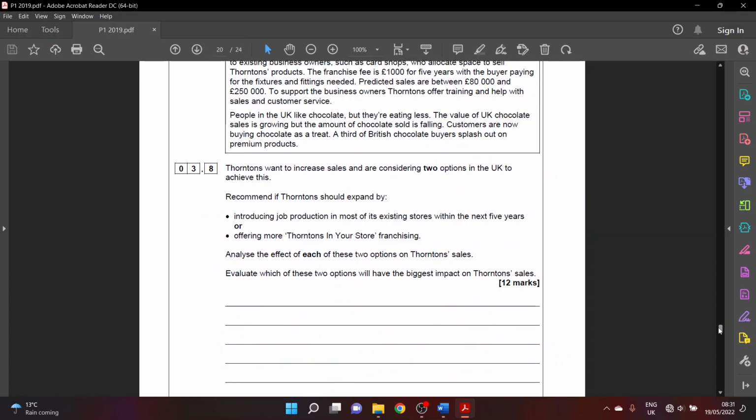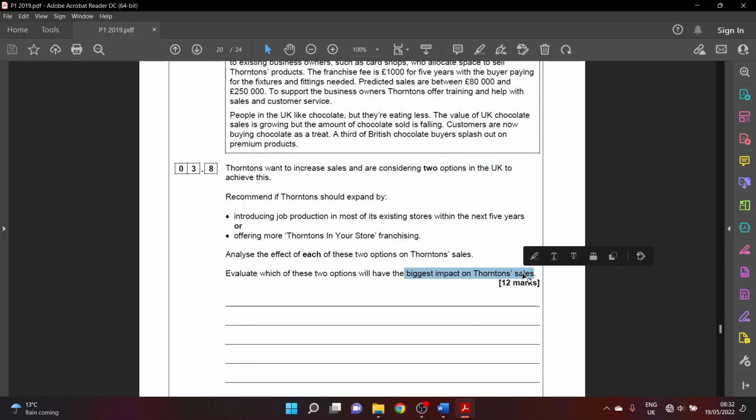Now, the 12-mark question in many ways is easier than the 9-mark question because they give you 2 options. You have to read the question carefully. They want to increase sales in this case. They give you 2 options to do that. You need to analyse the effect on sales and say which one will have the biggest impact on sales. So this question is very clearly about sales. They've asked various things in the past that are more complicated than this. So read the 12-mark question carefully.